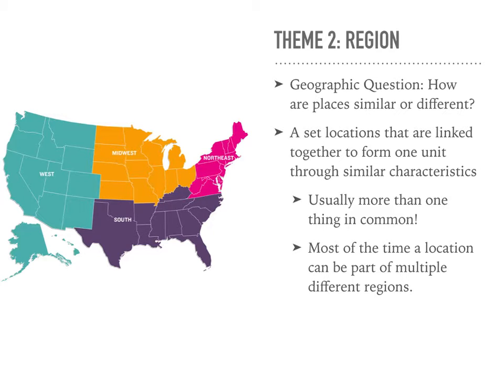Sometimes Texas is part of the South, but it's also sometimes listed as being in the Southwest. Both of them are regions. Both of them have Texas in them. So don't think just because one place is in one region doesn't mean that it can't be in another. That doesn't work that way. One place can be in multiple regions.